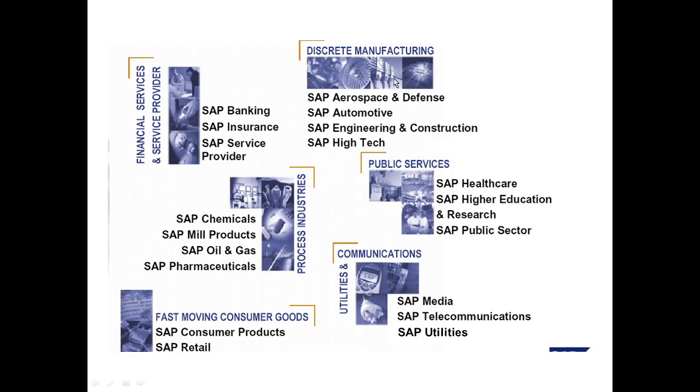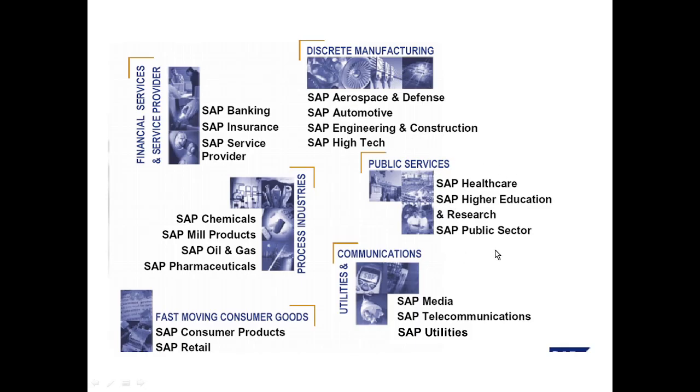Discrete manufacturing: IS Aerospace and Defense, IS Automotive, the automobile industry, IS Engineering Construction, IS High Tech. These are very large machines, turbines and all. Manufacturing happens when the request comes. This is not make to stock, it is make to order. When the order comes, only then they will manufacture. Make-to-order scenario, MTO.